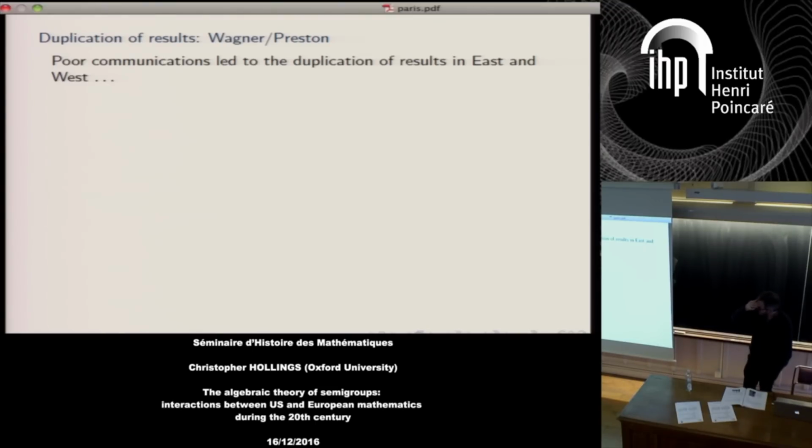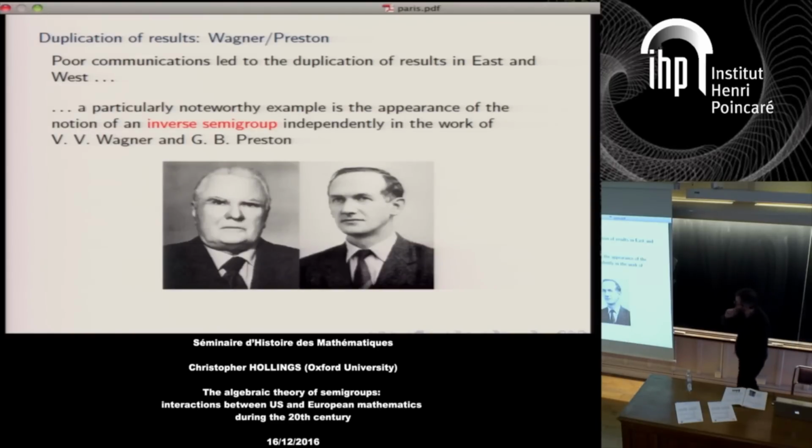On the eastern side, the difficulties were largely political ones, censorship and so on. In the West, it was much more a matter of linguistic problems, because people in the West, on the whole, don't read Russian so well. There's a particularly noteworthy example, which is something I've been interested in, the notion of an inverse semigroup, which is a nice thing that lets you describe partial symmetries of objects. This pops up in the work of Victor Wagner in Saratov and Gordon Preston in Oxford.